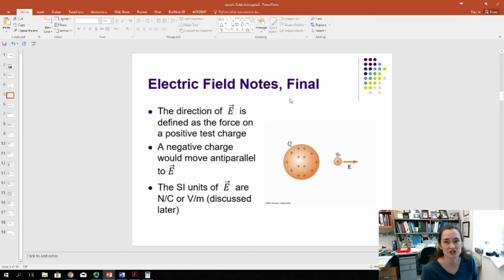Since we have an equation, F is equal to QE, if you do some simple dimensional analysis, you can find that the units of the electric field are newtons per coulomb. Now later on we'll talk about voltages and electric potentials, and when we do that, you'll realize that the electric field units could also be written as volts per meter, but we're going to talk more about that later.